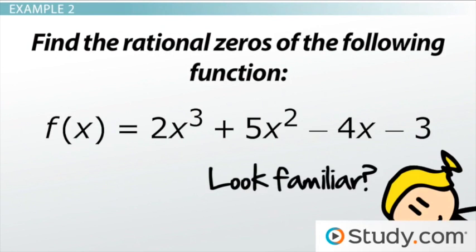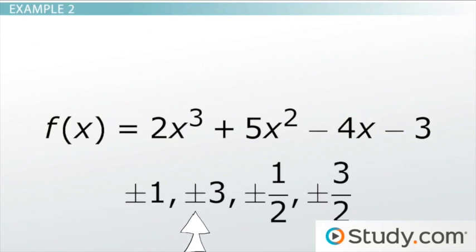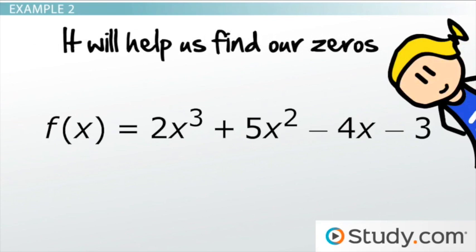Find the rational zeros for the following function. This is the same function from example 1. The rational zeros theorem showed that this function has many candidates for rational zeros. Therefore, we need to use some methods to determine the actual, if any, rational zeros. One good method is synthetic division. Let's try synthetic division. This method will let us know if a candidate is a rational zero.